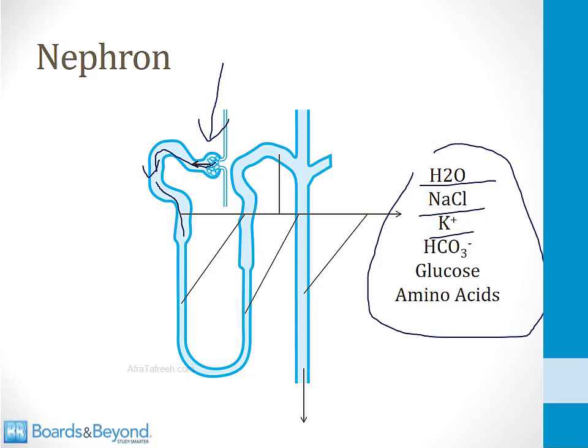And you can imagine how this evolved. Millions of years ago, our ancestors just had a filter, and lots of things that were useful to the body went out in the urine. And then over time, the nephron evolved to selectively reabsorb the useful substances, and now we're able to pick those back up and hang on to them.